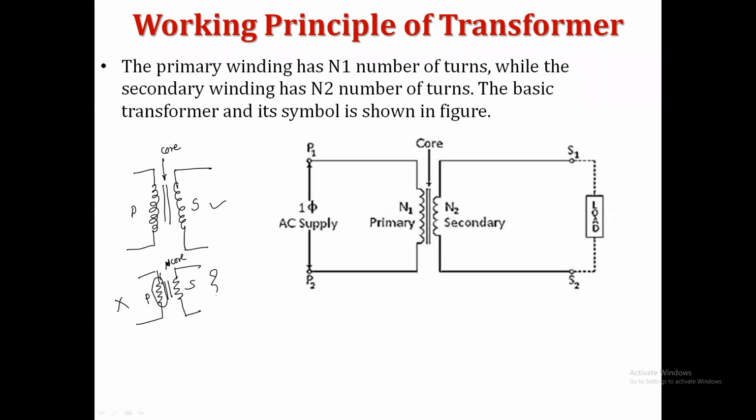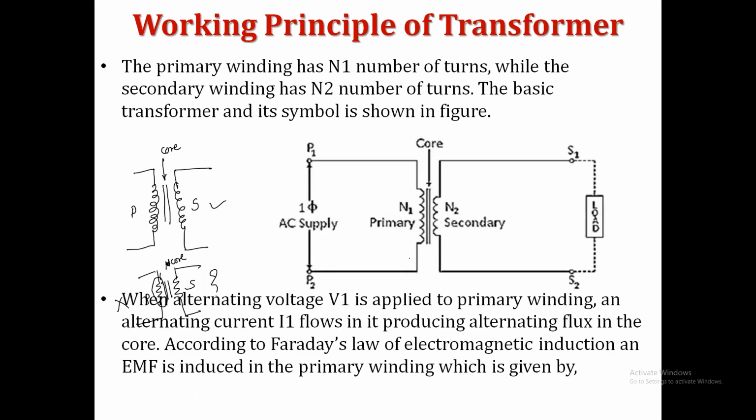Now you can see that this primary winding is connected to the AC supply, and the secondary winding is connected to the load. Primary winding number of turns is N1, secondary winding number of turns is N2. And the most important thing is that the primary winding is connected to the AC supply. This is the essential thing to operate the transformer here. Get it, my point? Now try to read it. Next point.